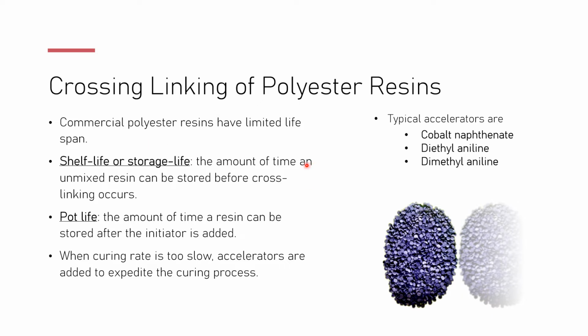Cross-linking, continued. Commercial polyester resins have a limited lifespan. So we're going to take a look at two lives. The very first one is your shelf life or storage life, and the second one is your pot life. The shelf life or storage life is the amount of time an unmixed resin can be stored before cross-linking can happen.